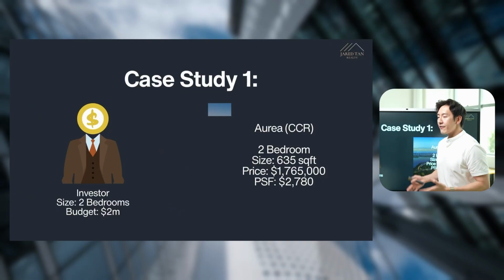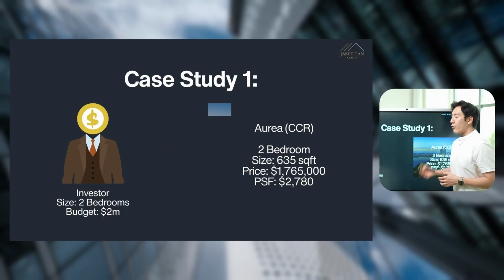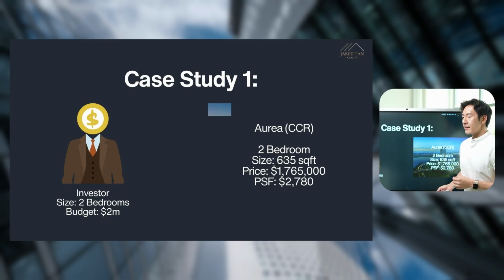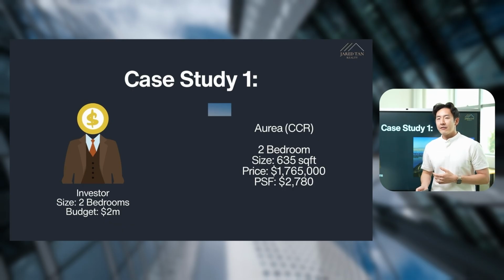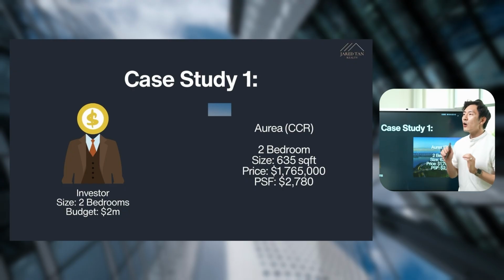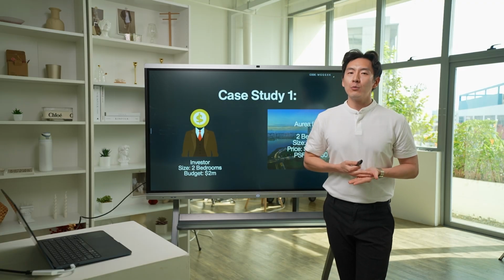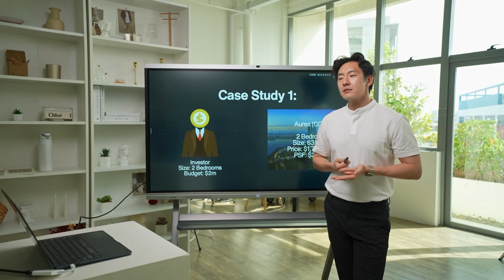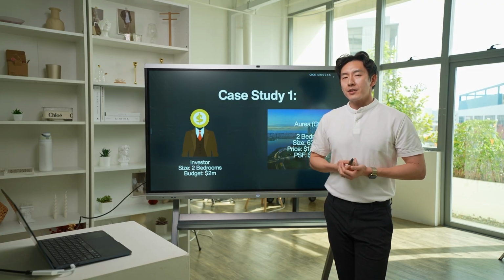So the product I have for illustration purposes today is Aurea. It's a core central region property, 2-bedroom, size about 65 square feet. Considering the price right now, currently going for a discount at about 1.7 mil, PSF is about 2007 PSF. So now the question is, how can I use the 3P framework to determine whether this proposal is a worthy investment or not? Let's break it down.